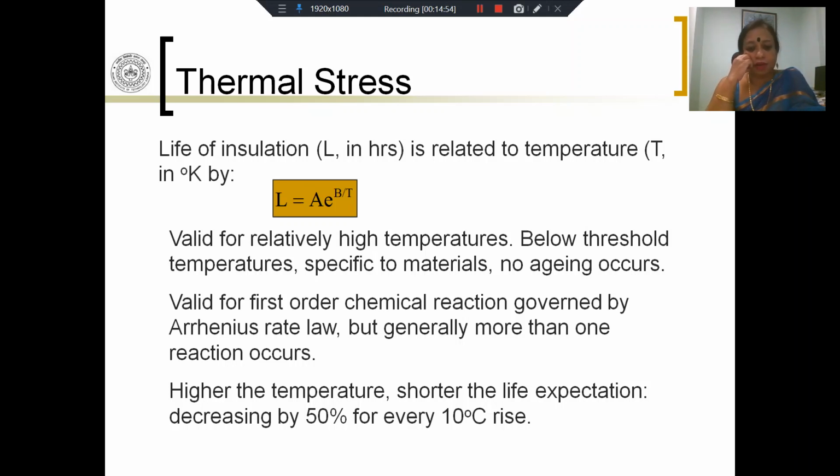As a thumb rule, higher the temperature, shorter is the life expectancy. So if you're going to live dangerously, you're likely to have a lower life expectancy. And for every 10 degrees centigrade rise in constant temperature, there is a decrease of life by 50%. So for every 10 degrees centigrade rise in the operating temperature, the insulation is likely to last 50% less. There is a reduction in its lifetime.